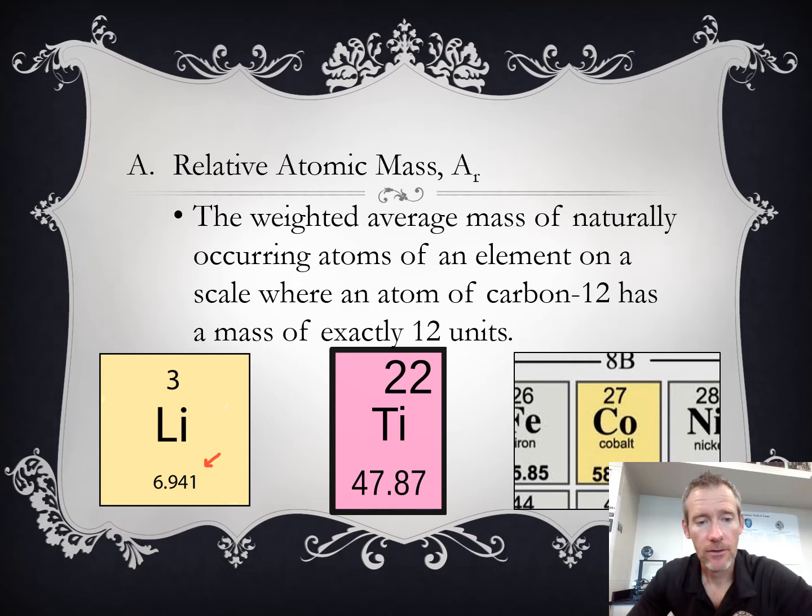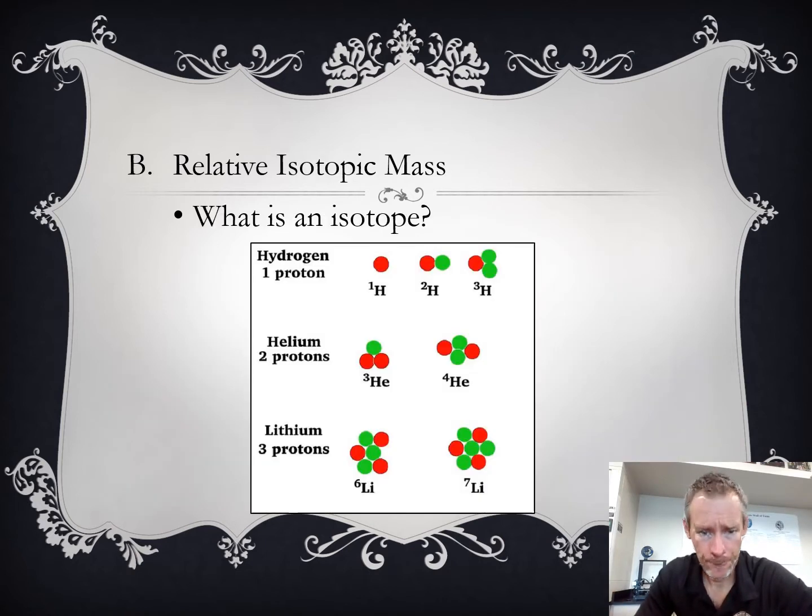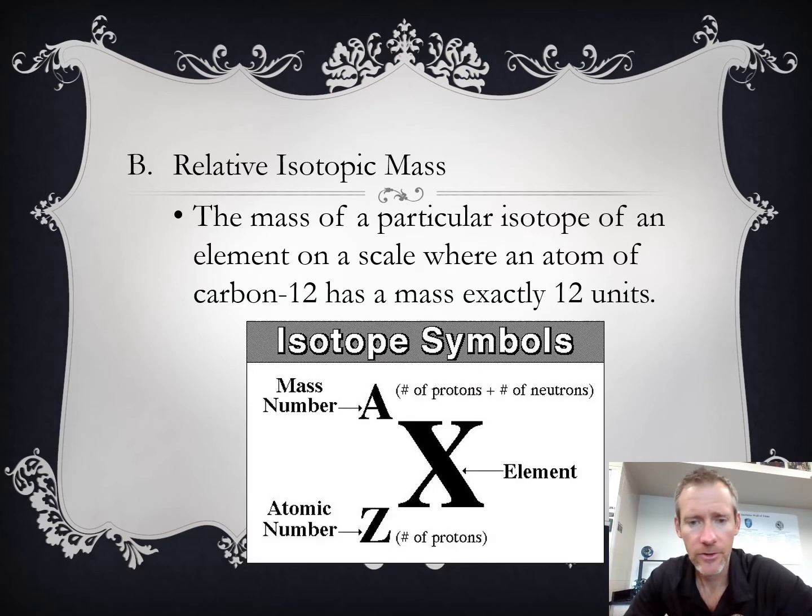So you notice that all these molar masses are decimals. So how do you get exactly 12 units? It's because of the isotopes. So an isotope is the same number of protons with different neutrons, so you get different masses. We already talked about this in chapter 2, but the mass number is the protons and neutrons together, and the atomic number is the number of protons.